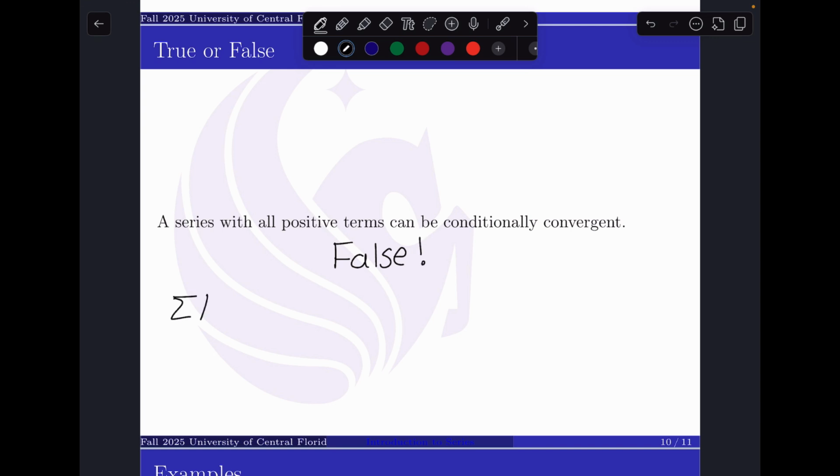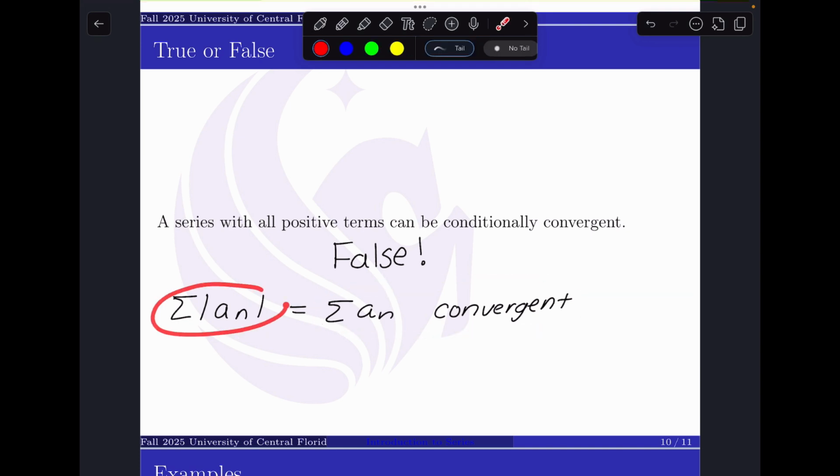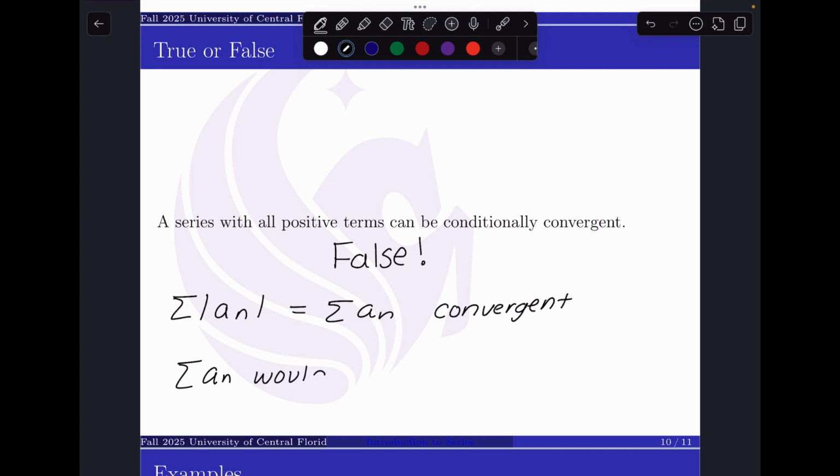If I have a series that has all positive terms, then when I take the absolute value of all of the terms, it's just equal to the original series. Well, if the original series is convergent, so if I know that this series is convergent and it's equal to this guy, then I know that the series of the absolute value of the terms is convergent, which means that the original series would be absolutely convergent.